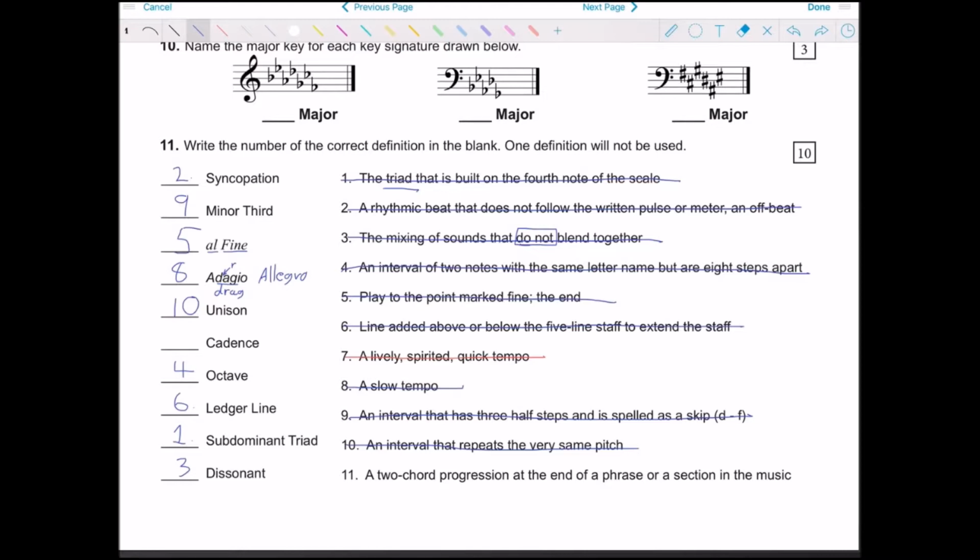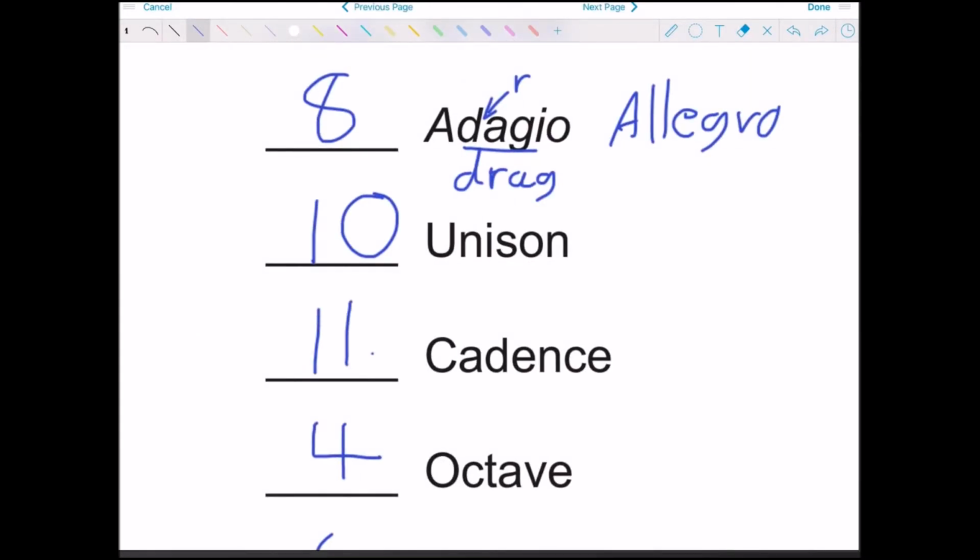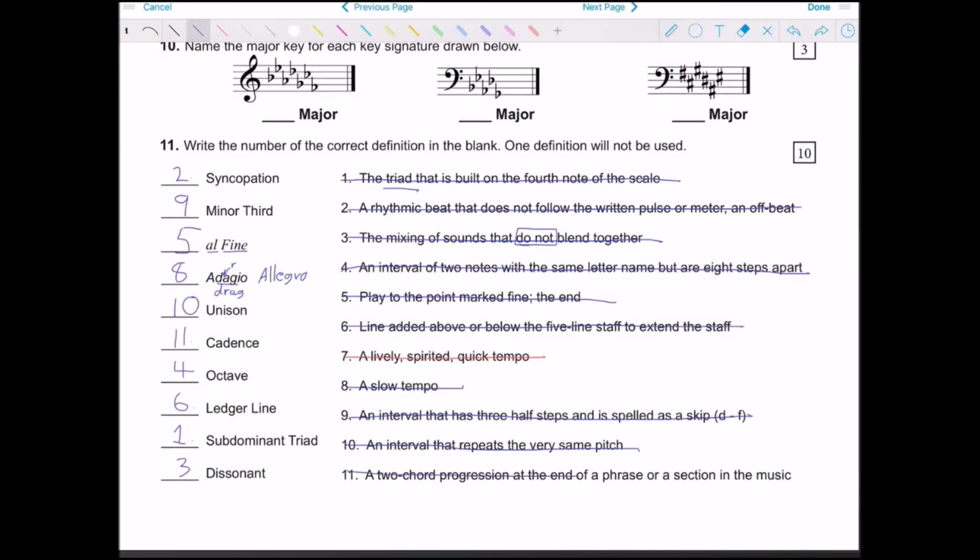11. A 2-note chord progression at the end of a phrase or section in the music. Well, by process of elimination, we know that that is a cadence. So, that is all of question 11. Let's move on to question 12.